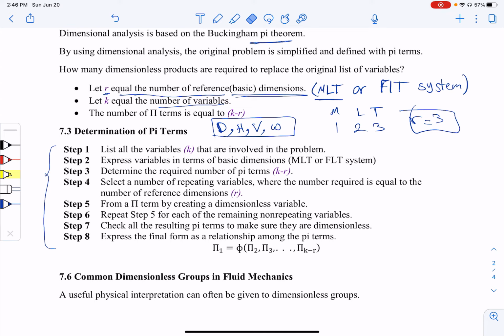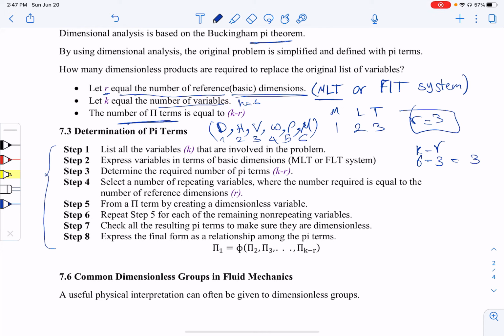So now we need to consider the number of them. And let's say the density and viscosity also affect our solution, right? So now let's count them: 1, 2, 3, 4, 5, 6. We have 6 of them, so K is going to be 6. And now the number of pi terms is equal to K minus R. We know that our K is 6 and our R is 3, so we can have 3 pi terms.